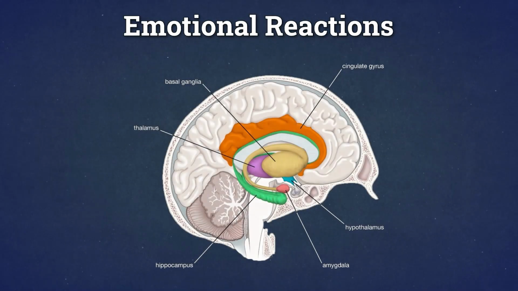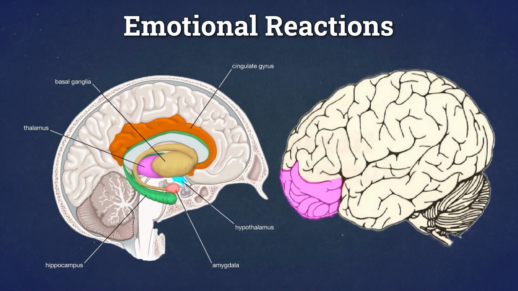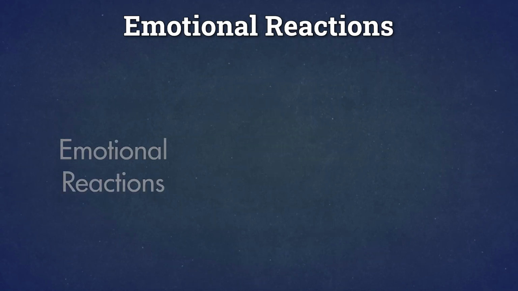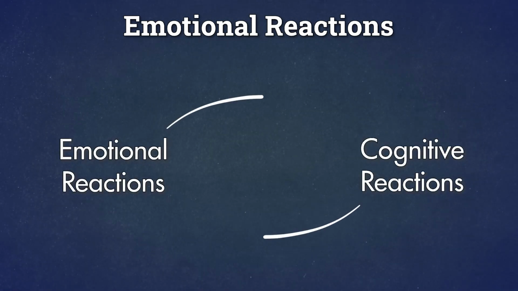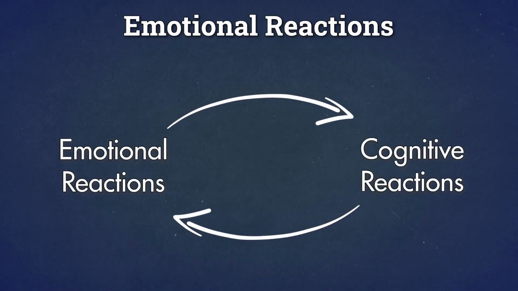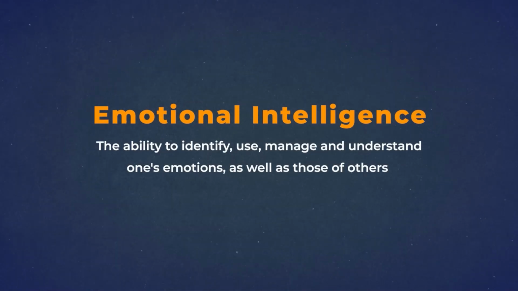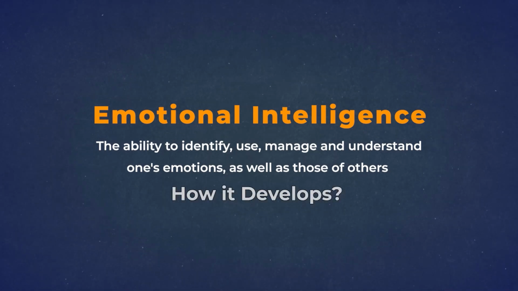On a physiological level, emotions arise in the limbic system, via the thalamus, the amygdala, hypothalamus, and the orbitofrontal cortex. Lesions in the orbitofrontal cortex alter emotional learning, behavior, and reward sensitivity. What's more, emotional and cognitive reactions are closely linked. It is difficult to separate them because their interactions are permanent. The ability to identify, use, manage, and understand one's emotions, as well as those of others, is called emotional intelligence. Let's see how it develops.